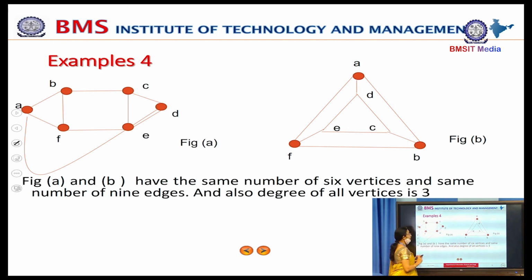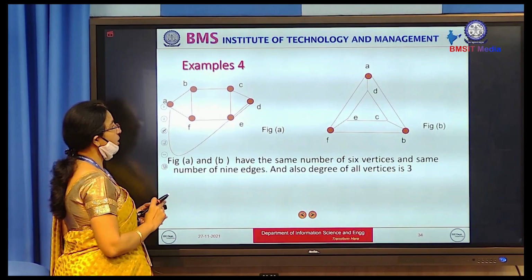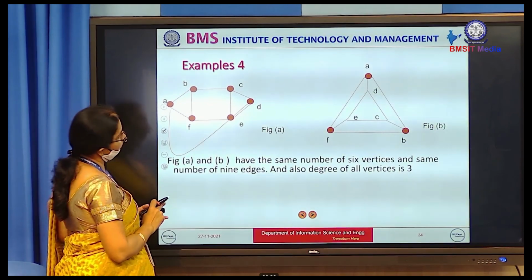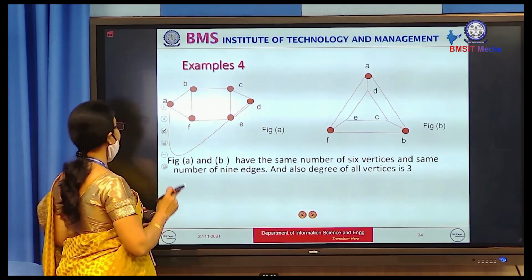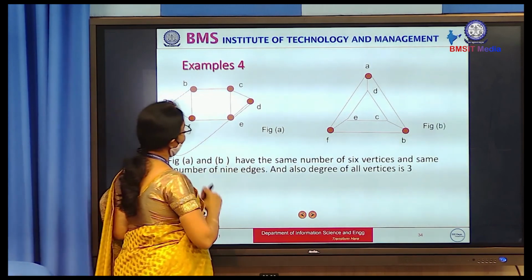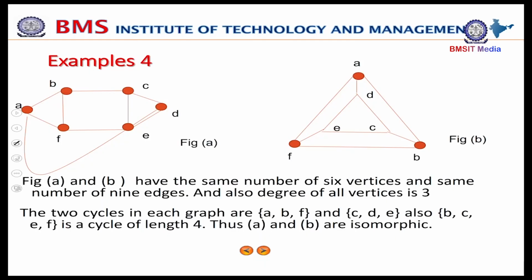Since the number of vertices is equal in both the figures, the number of edges is equal in both the figures, and the degree sequence is matching in both the figures, hence we can tell that these two graphs are isomorphic.